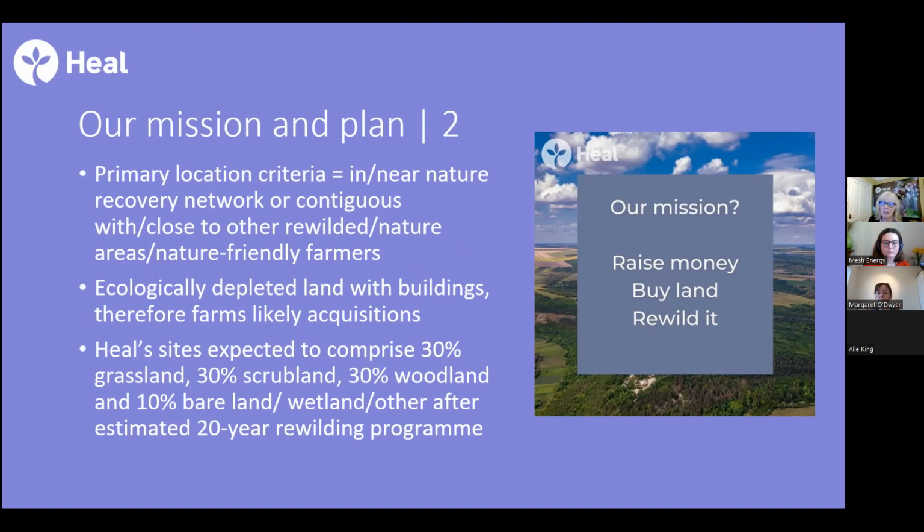By scrub, we mean hawthorn, blackthorn, bramble, wild rose, all those thorny species which are so vital for conservation, which farmers have been paid to take out, unfortunately. Then 30% woodland and 10% bare land, wetland or other. So that gives you a kind of temporal view.